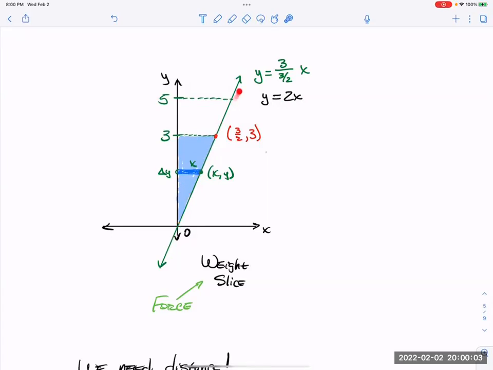So now I have the equation of the line, and I draw this arbitrary partition right here. If I draw a partition here, this point here is an arbitrary x comma y, where x represents the distance from the y-axis to here, right? And y is the distance from the x-axis up to here.